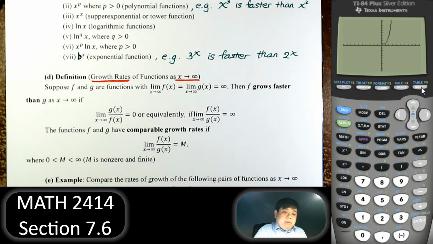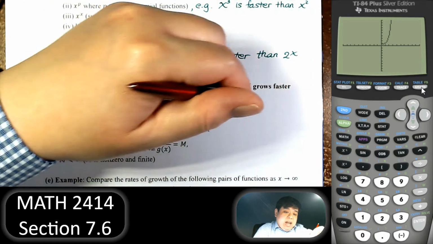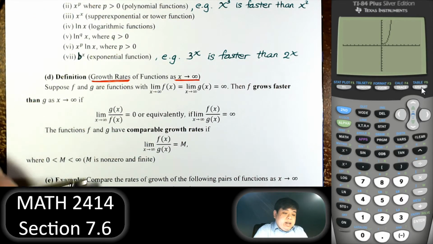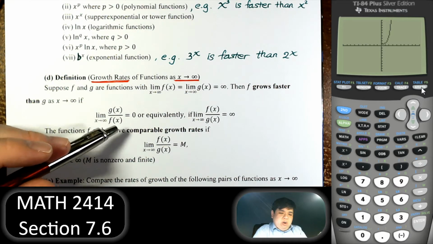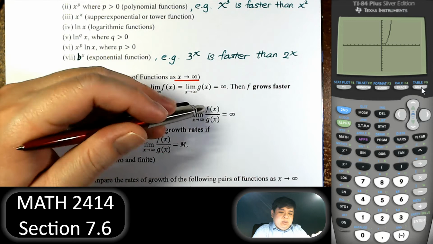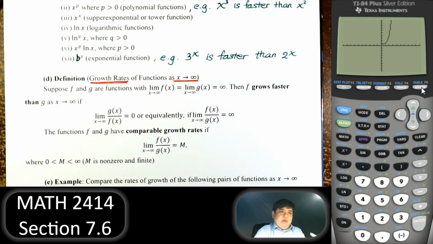We have two functions, and we say f grows faster than g if the ratio of g of x over f of x equals 0, or equivalently the ratio f of x over g of x equals infinity. That's kind of difficult to memorize, right? So the bottom line is, think about this as a fraction. If we have something very big divided by something a lot smaller, what do you think we get?